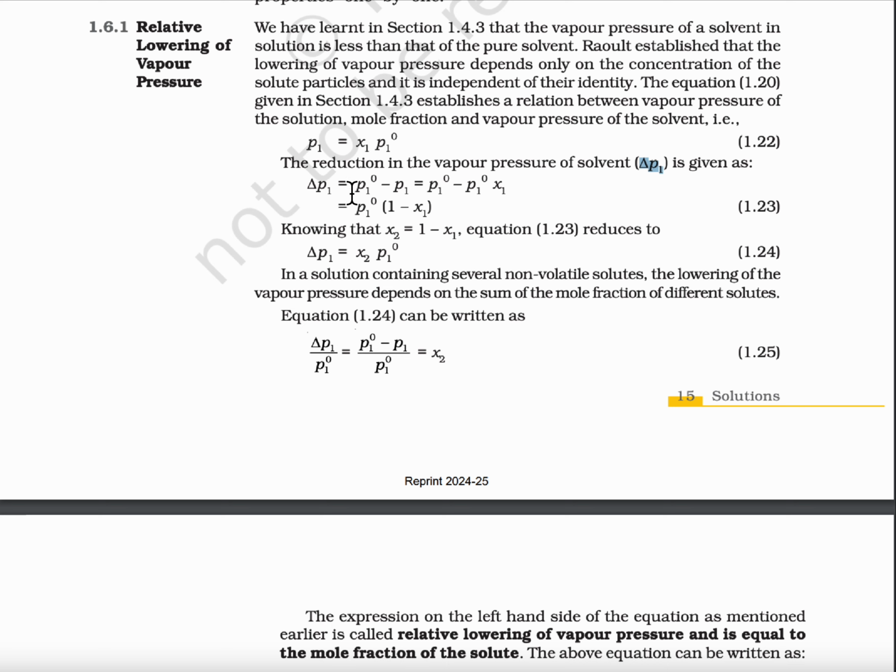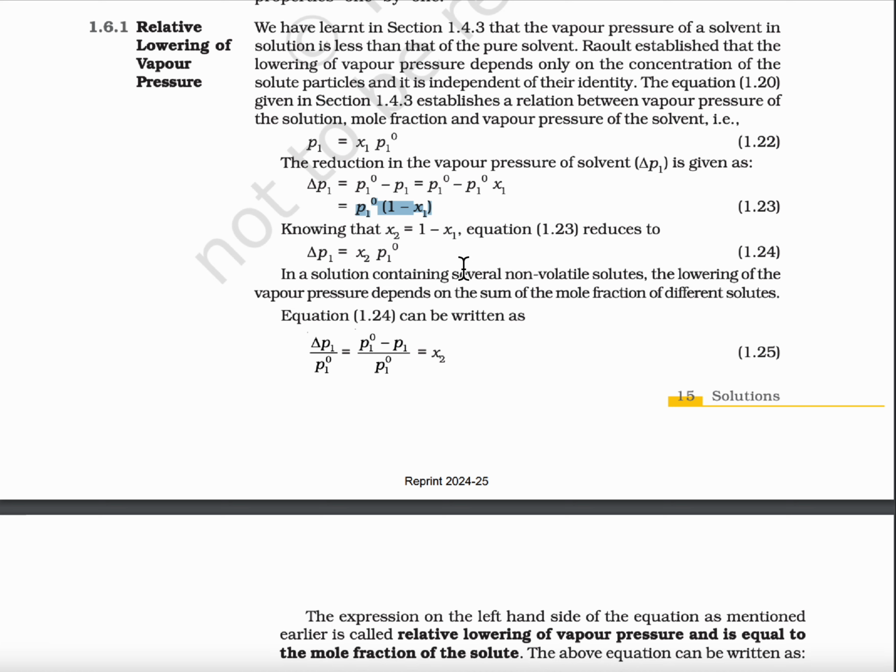So delta P1 is equal to P1 naught, that is the vapor pressure in its pure component, minus P1, that is vapor pressure in its solution. Now P1 we know can be represented by chi1 P1 naught, so P1 naught minus P1 naught chi1. Now taking P1 naught as common, we get P1 naught into 1 minus chi1. Knowing that chi2 is equal to 1 minus chi1, equation 1.2.3, this equation can be reduced to delta P1 is equal to chi2 P1 naught.